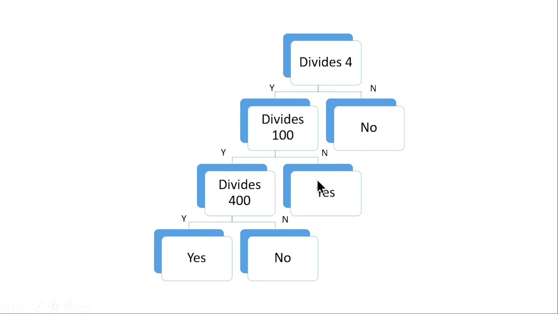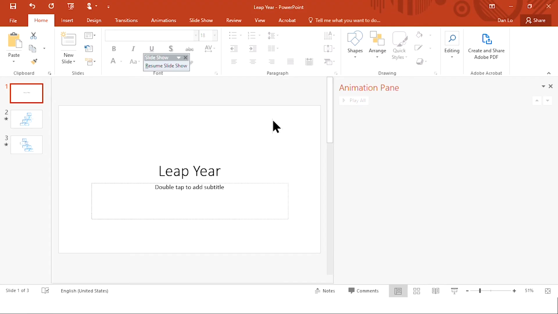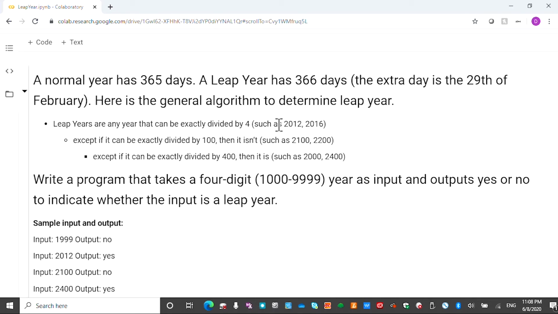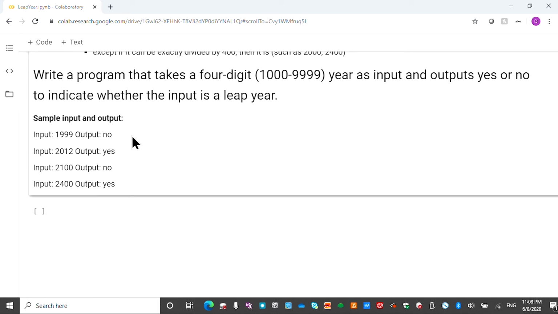So we're going to implement this in an if-then-else structure. Also, we have to make sure that the input range is from 1000 to 9999, and the output is either yes or no. Here are some sample inputs and outputs. For example, 1999 is no because it's not divided by 4. 2012 is yes, divided by 4. 2500 is divided by 4 and also by 100, so it's no. And 2400 is divided by 4, by 100 and also by 400, so it becomes yes.